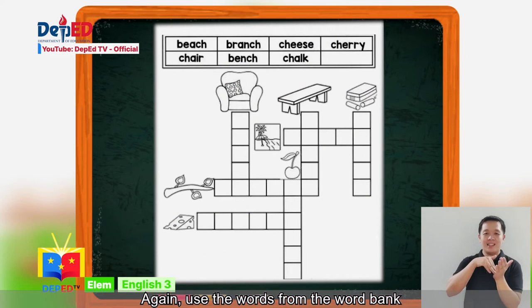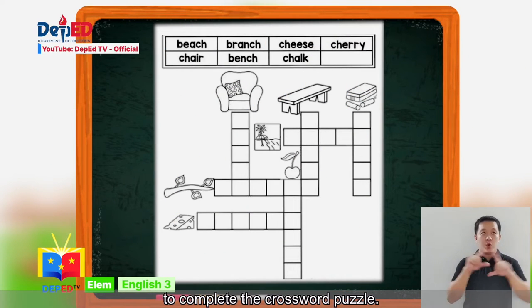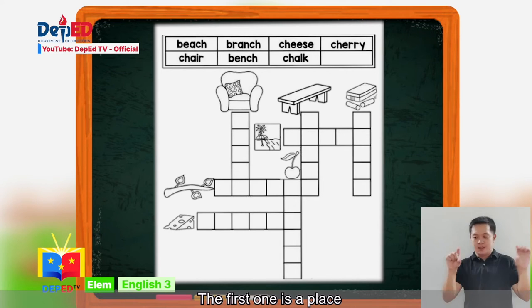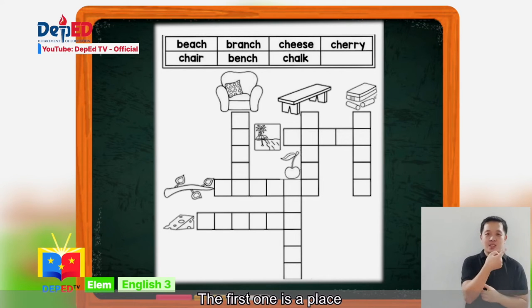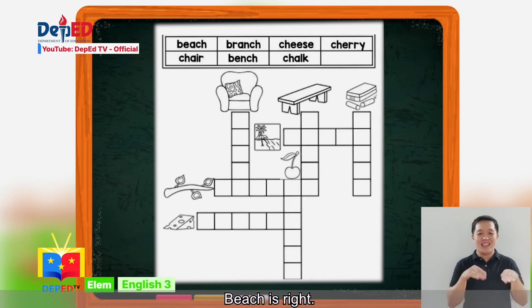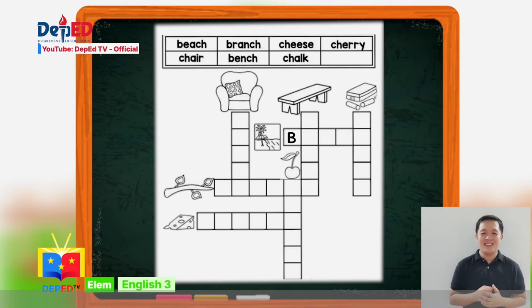Again, use the words from the word bank to complete the crossword puzzle. This time, let us start with the words going across. The first one is a place that we love to visit during the summer. Beach is right. B-E-A-C-H.